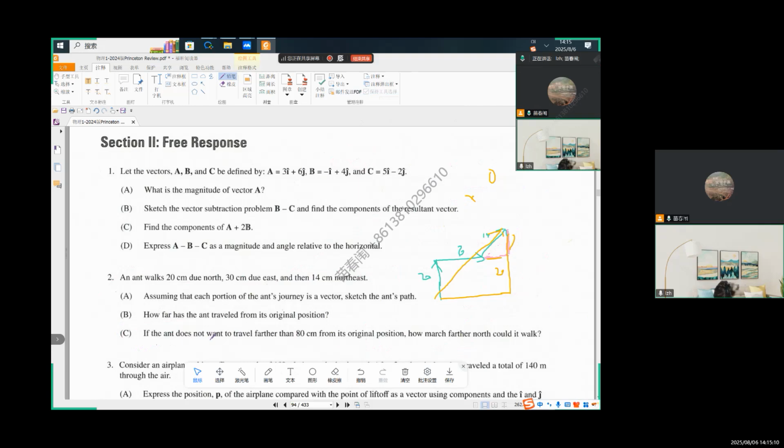If an ant does not want to travel further than 80 centimeters from its original position, how much further north could it walk?